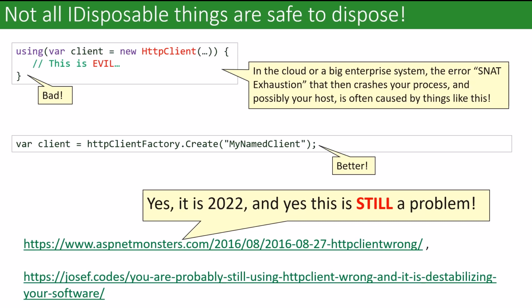At this point, you're probably asking, but what does this have to do with exceptions? I'll tell you, SNAT exceptions and the predecessor exceptions are all fatal exceptions. You cannot catch them, which makes this problem evilly hard to troubleshoot. So the way to avoid having to troubleshoot it is don't do it. Use HTTP Client Factory and learn how to do it correctly by reading one or both of these articles. They're both excellent. And yes, some of them are a little old, and yes, this is still a problem.